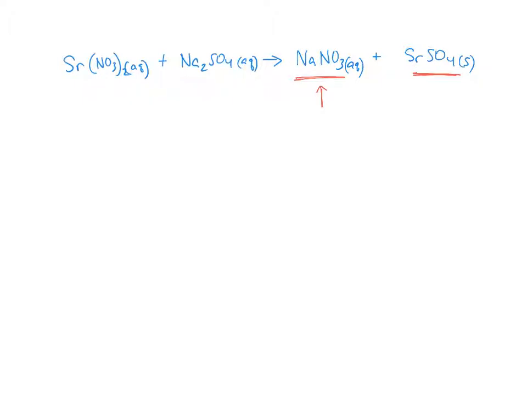It will form a precipitate. So if we put some drops of strontium nitrate in with some drops of sodium sulfate, we would form solid strontium sulfate, and then there would also be that solution of the aqueous sodium nitrate. So let's balance this, and then I want to look at the small particle model, and then I'll call it quits.